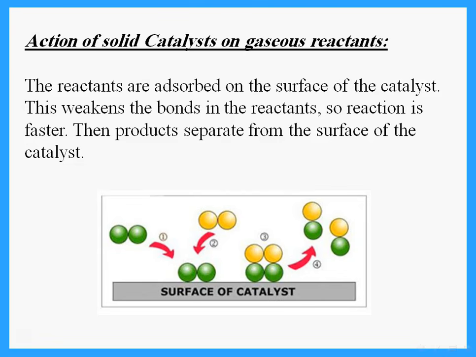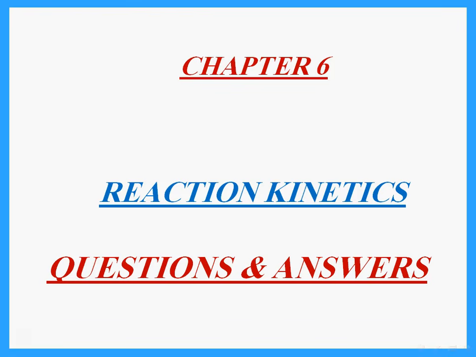In most catalysts, the surface of the catalyst attracts the particles of the reactants, so that the particles of the reactants tend to be adsorbed on the surface of the catalyst. This brings the particles nearer to each other. It weakens the bonds in the reactant, so the reaction tends to happen faster, and the products can then separate from the surface of the catalyst.